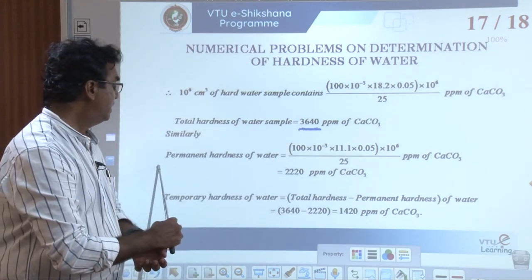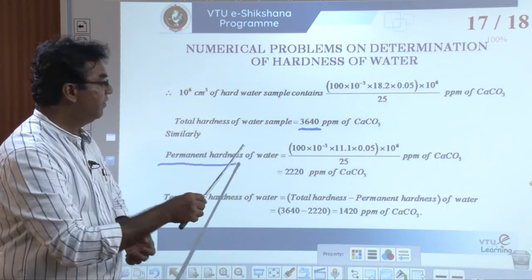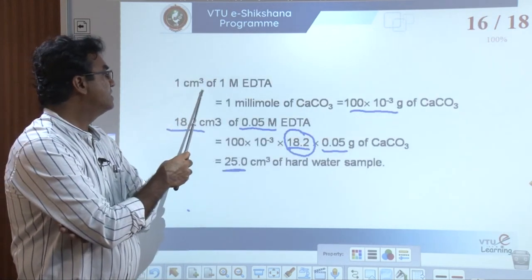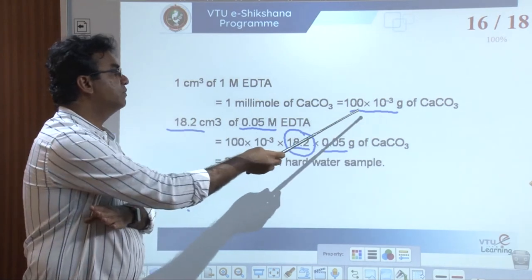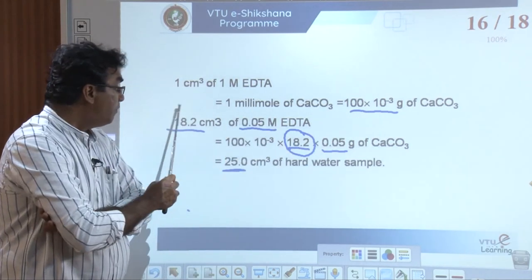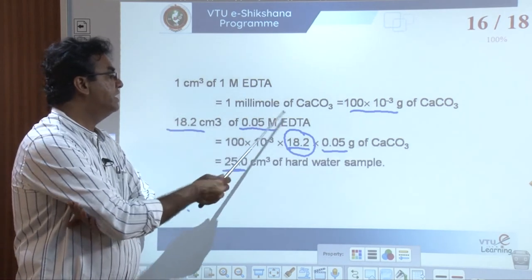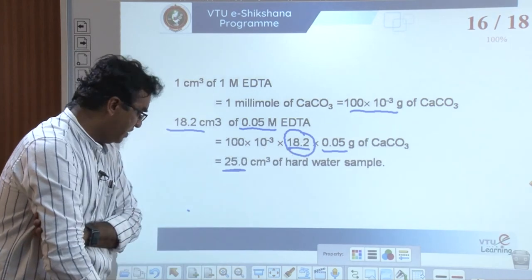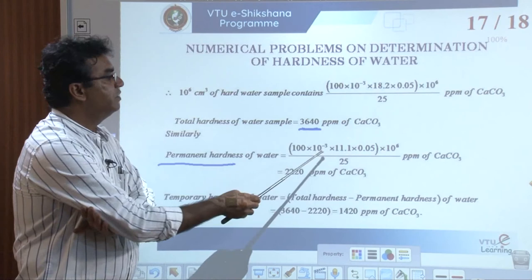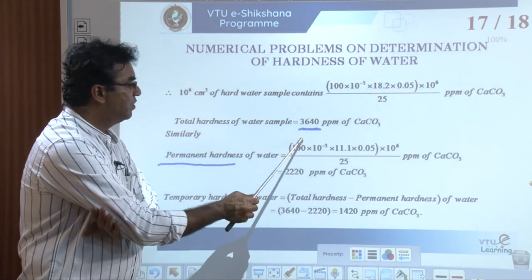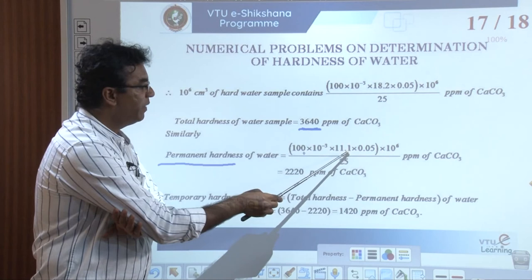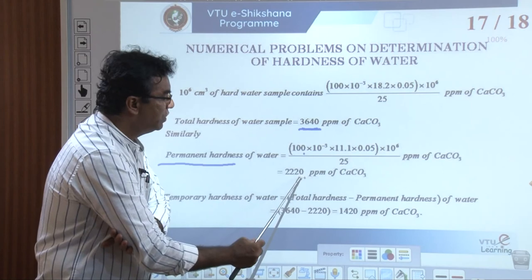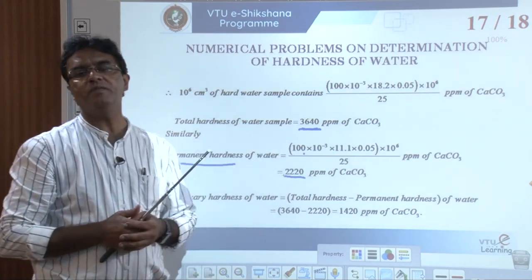Now coming to permanent hardness. While solving, we can include this step. For permanent hardness, the same, we can write: 1 cm cube of 1 molar EDTA is equal to this much of calcium carbonate. Therefore, 11.1 cm cube of 0.05 molar EDTA, you write here 100 into 10 to the power of minus 3 into 11.1 into 0.05, and substitute here. Therefore, permanent hardness is equal to 100 into 10 to the power of minus 3 into 11.1 into 0.05 into 10 power 6 by 25. You are going to get 2220 ppm of calcium carbonate.